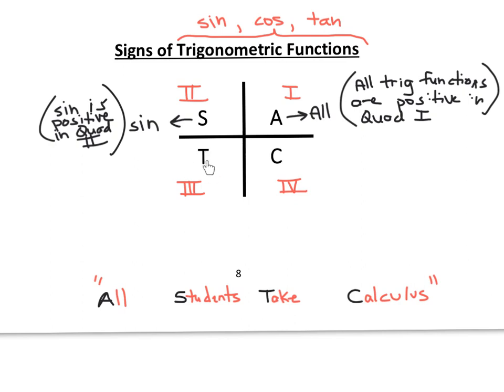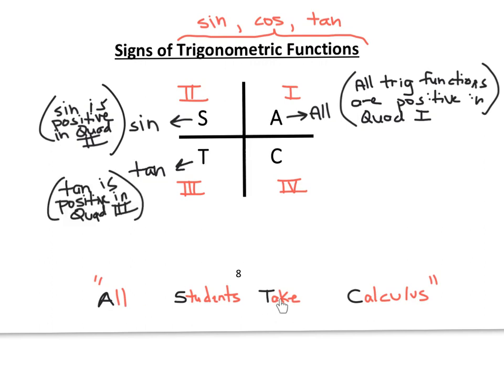Now the T, what do you think that stands for? That stands for tan, okay? Tan is positive in the third quadrant. Okay, so T stands for take when we say all students take calculus, just so we remember what goes where. But T also represents that tan is the only one of these three trig functions that's positive in the third quadrant. Okay, sine is negative here and cosine is negative here. Tan is what is positive.